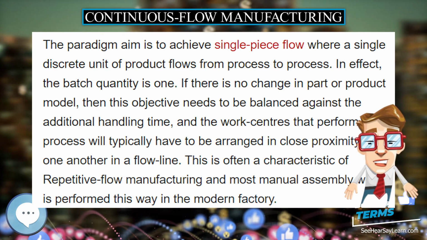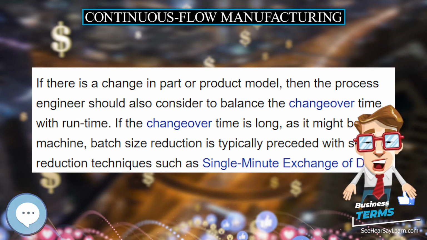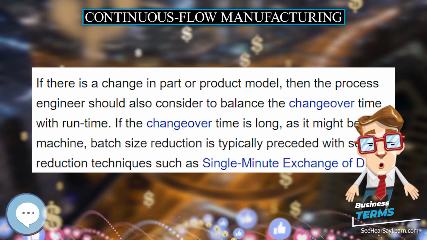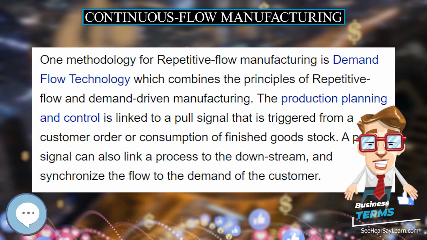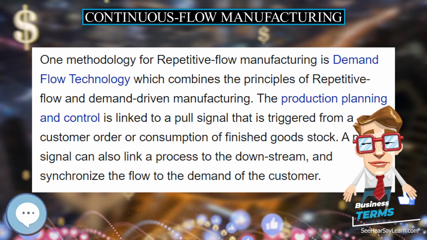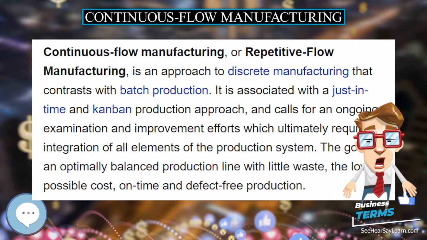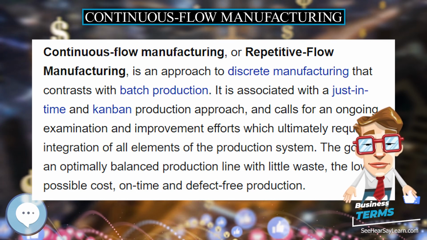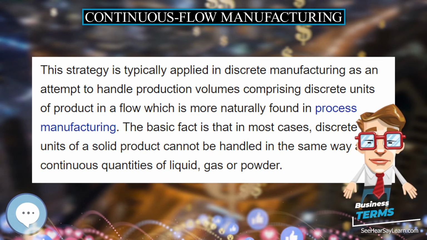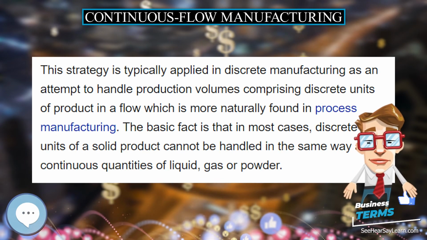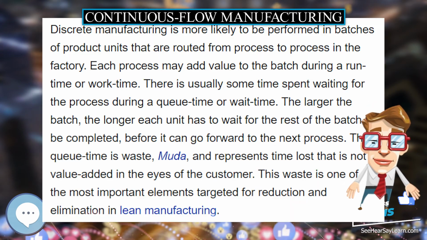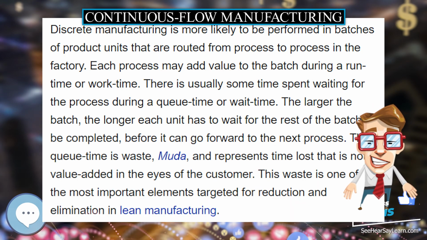One methodology for repetitive flow manufacturing is demand flow technology, which combines the principles of repetitive flow and demand-driven manufacturing. The production planning and control is linked to a pull signal that is triggered from a customer order or consumption of finished goods stock. A pull signal can also link a process to the downstream, and synchronize the flow to the demand of the customer.